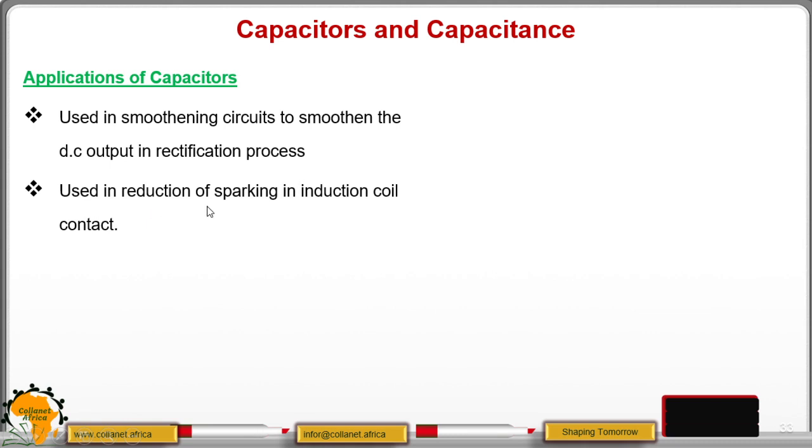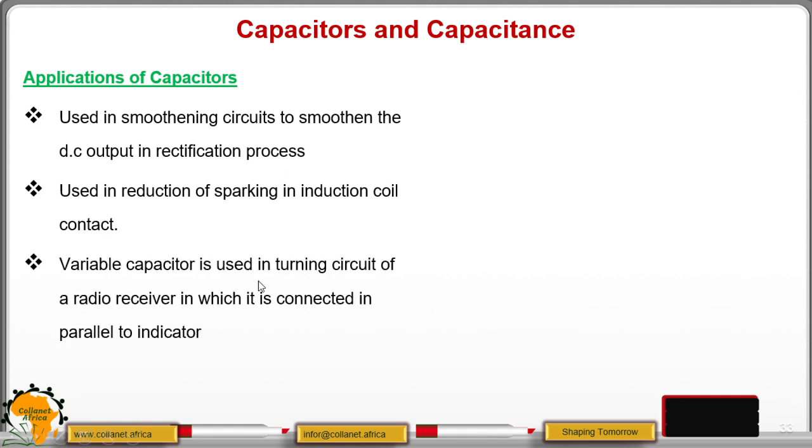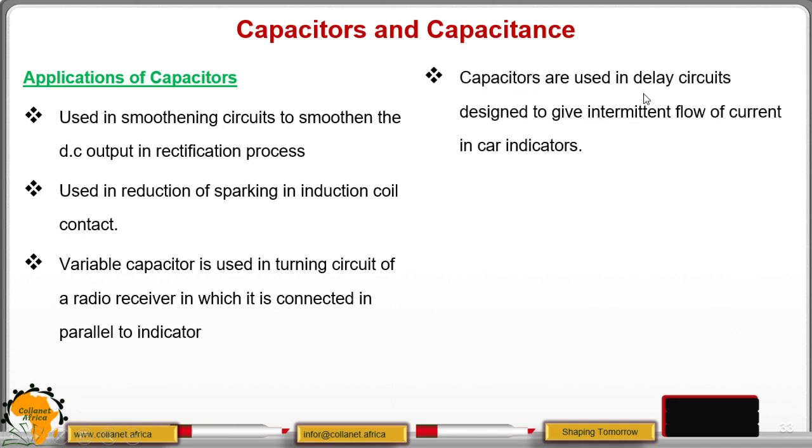It's also used in reduction of sparking in induction coil contact. So when we have the induction coil, we place the capacitor so that it can reduce the sparking by taking up those charges. Then we have the variable capacitor, which is used in the tuning circuit of a radio receiver. You can change the circuit, or you can tune, so that you can change the station of the radio. Then capacitors are also used in relay circuits that are designed to give intermittent flow of current in car indicators. So they are used in those circuits.